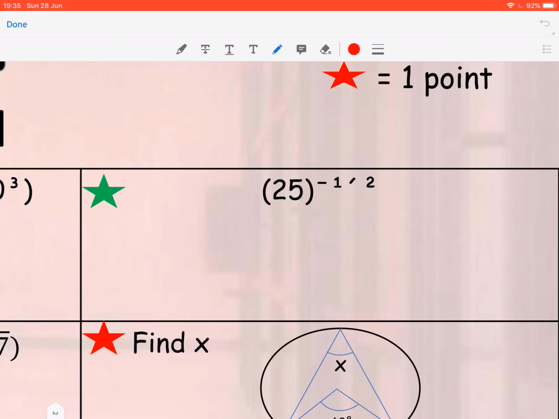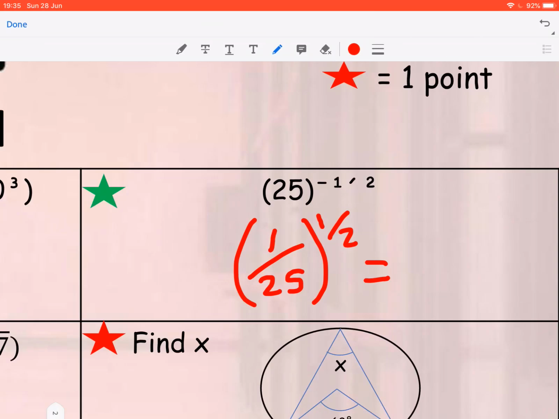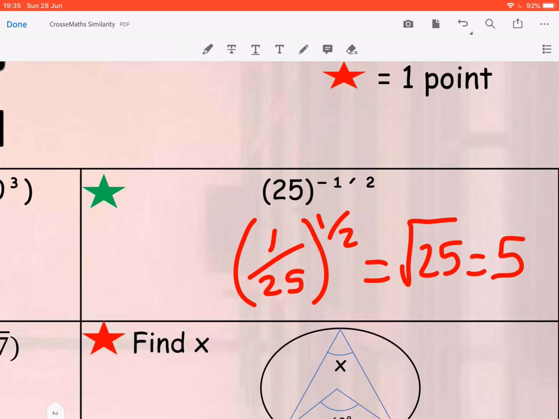Next, a bit of indices. A couple of things here. I've got my half rule, which means square root, and I've got my negative rule, which means reciprocal, which is to write it as a fraction, essentially. So I'm going to use the negative rule first. I'm going to write this as a fraction, so instead of 25, I'm going to write down 1 over 25. It's still to the power of a positive half. Then power of a half means square root. So it's the same as the square root of 25, which just gives me 5. Very straightforward, probably worth 2 or 3 marks on the day.